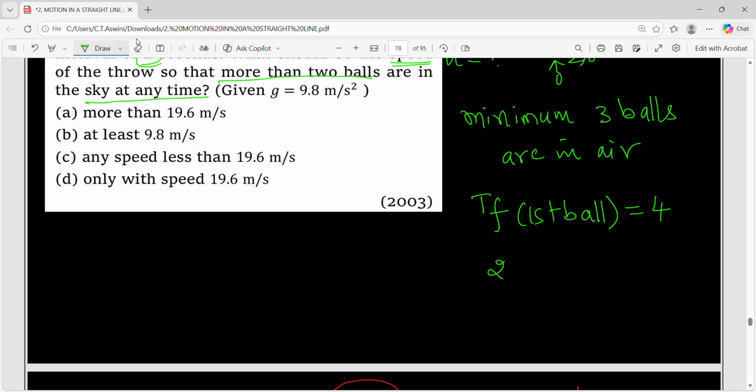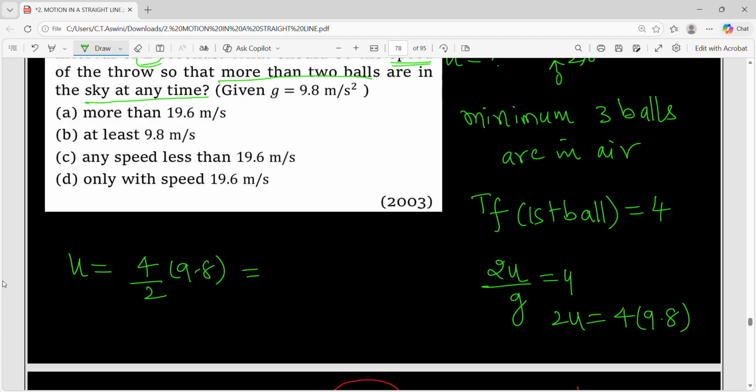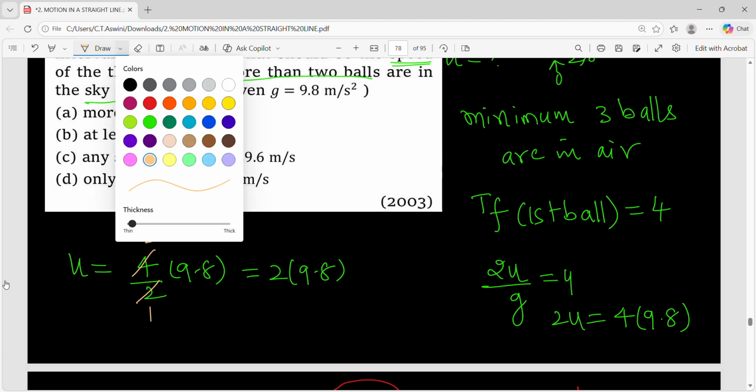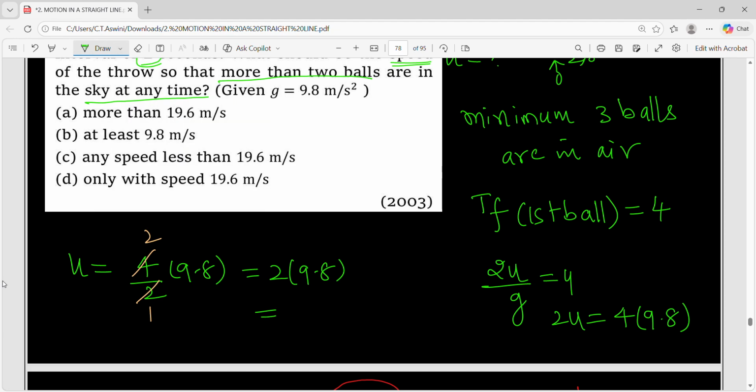So just substitute here. Time of flight is 2u upon g, which equals 4. Now 2u is equal to 4 into g. If you see the options here, they are in decimals, so take g as 9.8. Now what will be u? u is equal to 4 upon 2 into 9.8, which we can write as 2 into 9.8. Double of 9.8 is 19.6 meter per second.